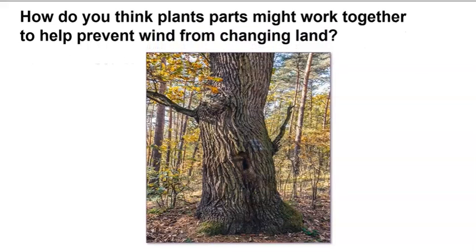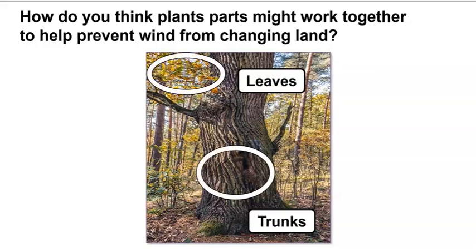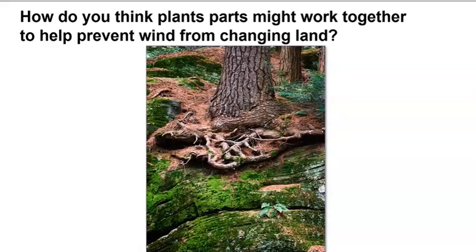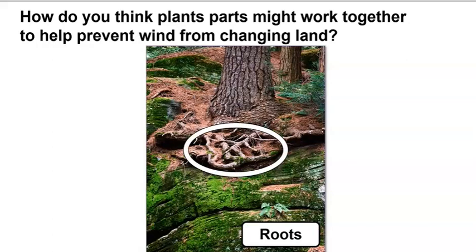How do you think plant parts might work together to help prevent wind from changing land? Call out your ideas. I think that the leaves and the trunks of tall trees work together to block some wind. And I know that plants also have roots that grow in the ground. The roots help hold the plant and the soil in place, so the wind cannot blow the land away near plants very easily.